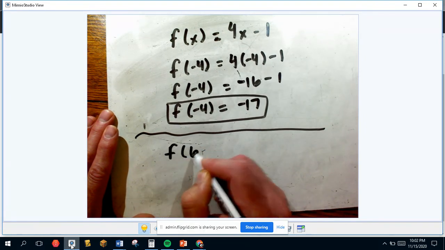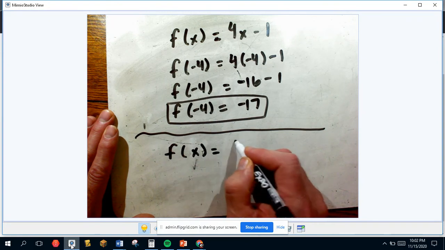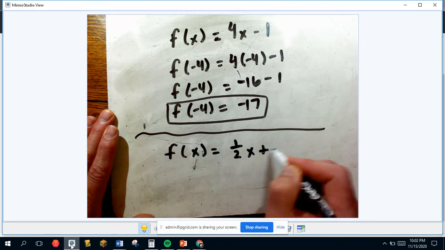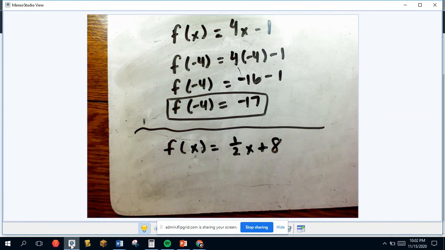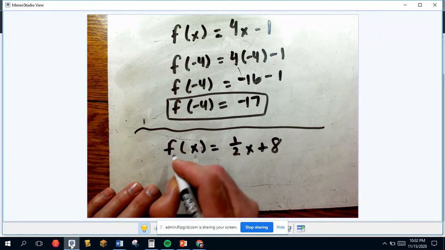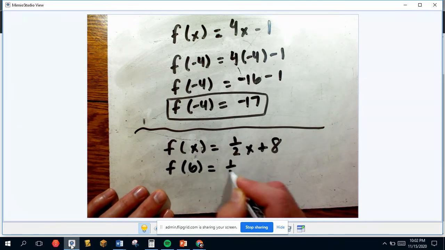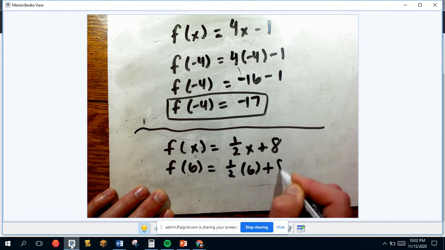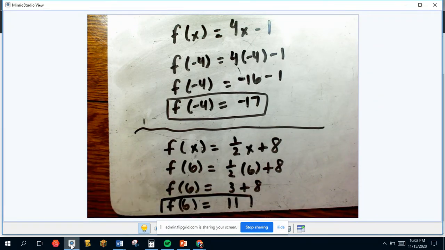What about a new f of x? I can't remember what it says on assignment 16. They change the f sometimes to g or different letters. But here, we'll say f of x equals 1/2 x plus 8. Let's find f of 6. Again, you simply put 6 where x is. You don't worry about this side at all. Just keep writing it. Half of 6 is 3. And 3 plus 8 is 11. So f of 6 is the same thing as 11.